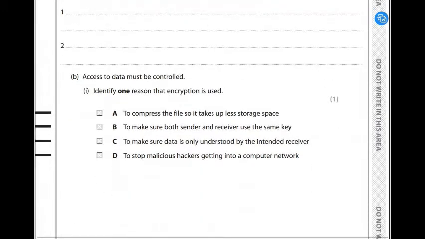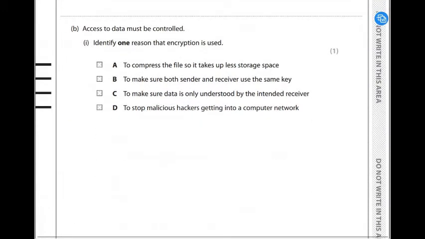Okay. For B, access to that data has to be controlled. So we need to identify one reason that encryption is used. In a question like this, I would use process of elimination. We know it's not A, that's to do with compression, so that's out. We know it's not going to be B: make sure both sender and receiver receive and use the same key. And we know it's not going to be D. So it's going to be C, where encryption will make sure that data is only understood by the intended receiver.